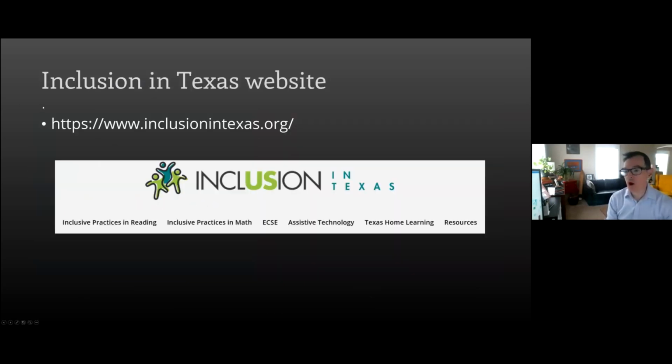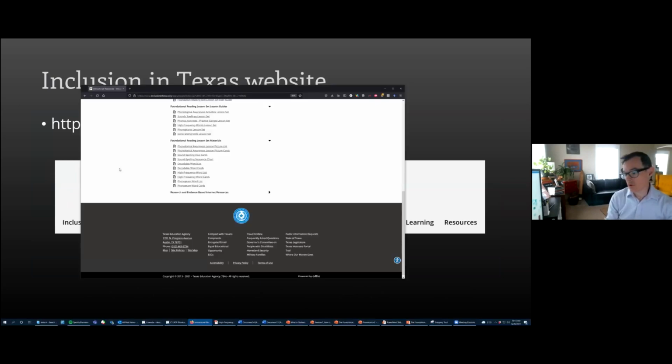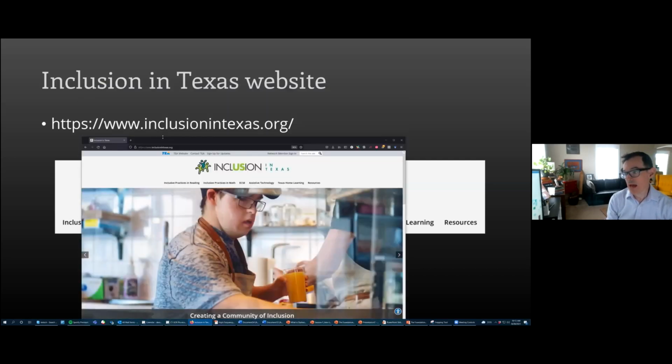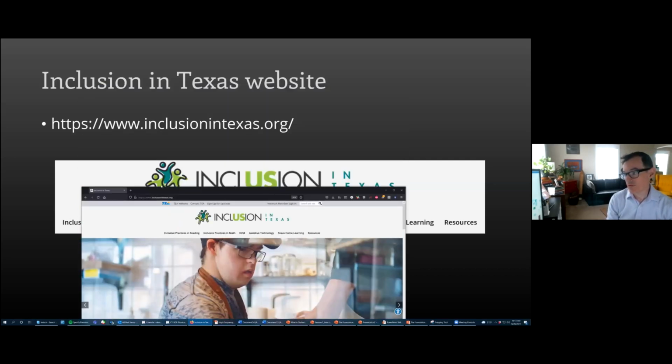And so where all this stuff lives is on the Inclusion in Texas website. You can go to the Inclusion in Texas website and all of these things are available there, and I'll show you what that looks like. Let me find the right screen here. I'll show these on slides too, but if you go to the Inclusion in Texas website, which is inclusionintexas.org, that is where the lessons live. If you find a page that looks like this, then you are looking at the right thing.